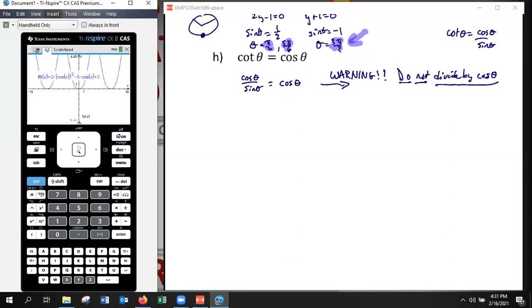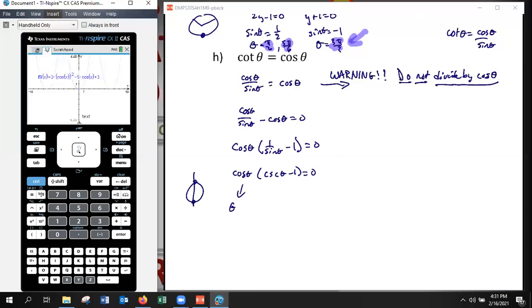So how do we work through this instead? Cosine of theta over sine of theta minus cosine of theta is going to equal 0. We can factor that cosine of theta out, and we're left with 1 over sine of theta minus 1 equals 0. So 1 over sine of theta, hopefully you all know, is going to be equivalent to cosecant of theta. So I now have the factors cosine of theta and cosecant of theta minus 1 equals 0. So where does cosine of theta equal 0? That's where my x values are 0. So that would be that theta equals pi over 2 and 3 pi over 2.